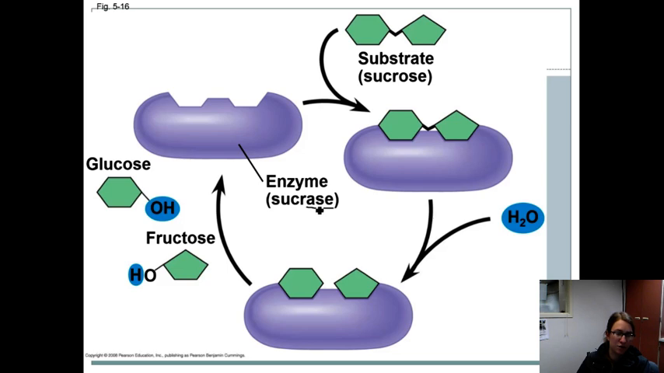So enzymes always have a specific shape in them called the active site, and the sucrose in this case is going to fit into the enzyme at that active site, and the enzyme can squish it in certain ways to help it do the reaction faster and break up that sucrose into two monosaccharides, glucose and fructose.